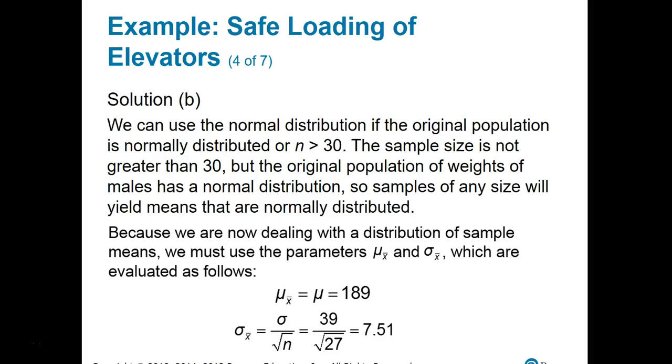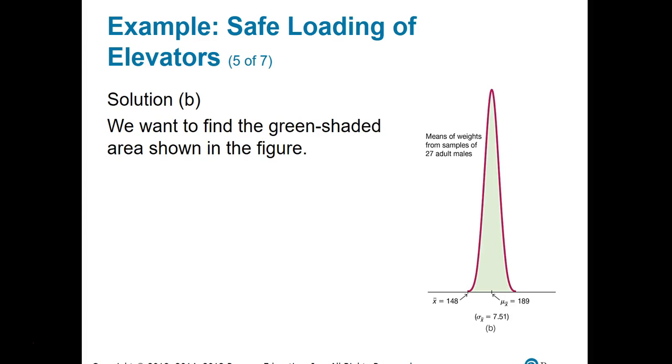Alright, so now we are dealing with a sample of 27. Mu x bar equals 189. Got that. Sigma x bar equals sigma over square root of n, which is 39 over square root of 27, gives us 7.51. Now, if we graph it here, we notice, well, that's a lot different. It looks like suddenly we have almost any chance of getting this.